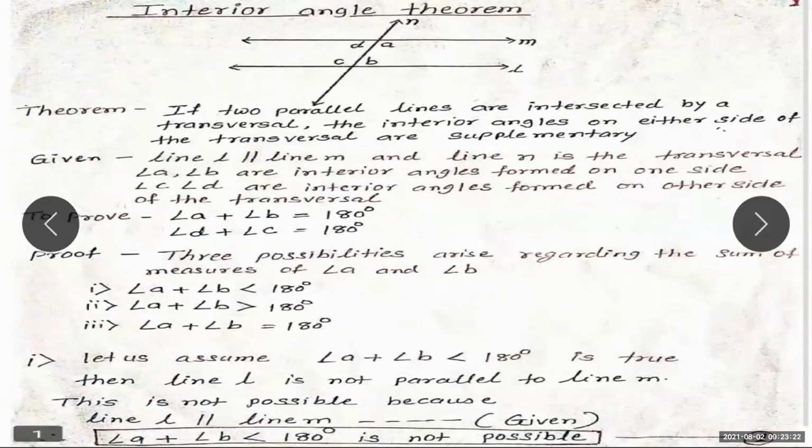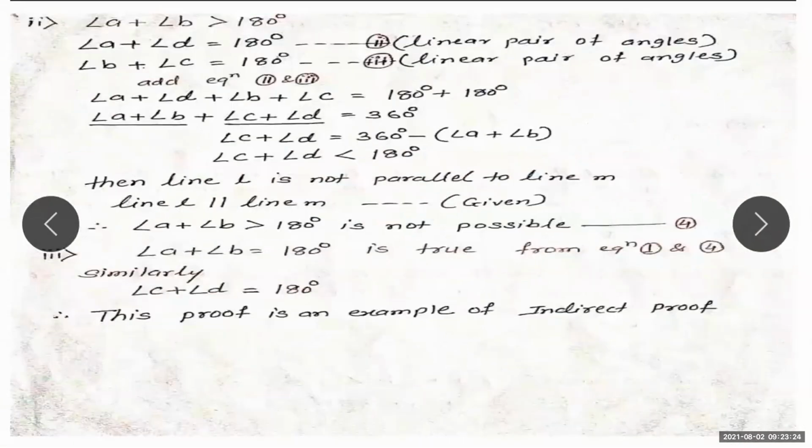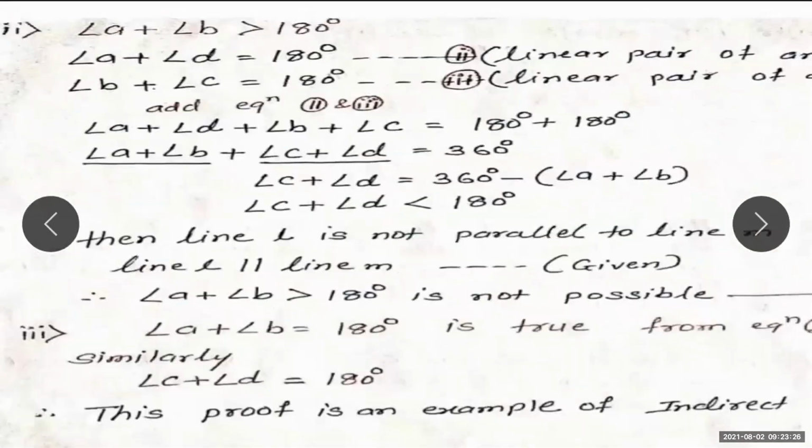Now if I add equation 1 and 2, that means the LHS of the first equation added with the LHS of the second equation is equal to the RHS of the first equation plus the RHS of the second equation. So here the step is angle A plus angle D plus angle B plus angle C equals 180 plus 180. Okay. I add both the equations here.